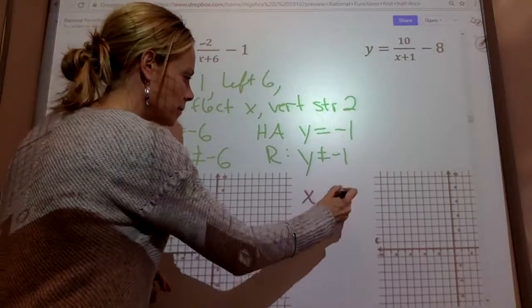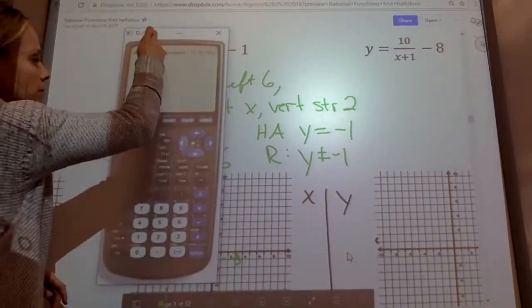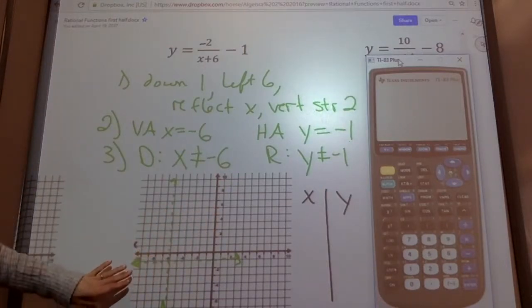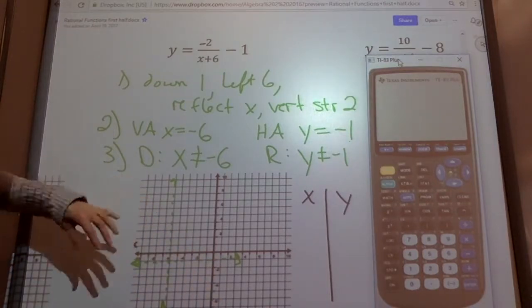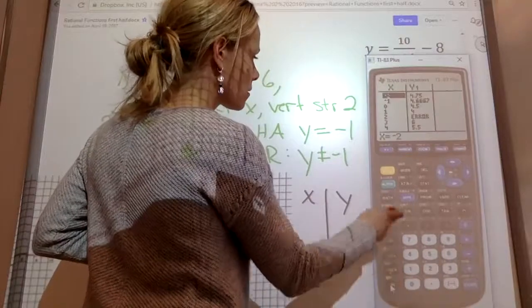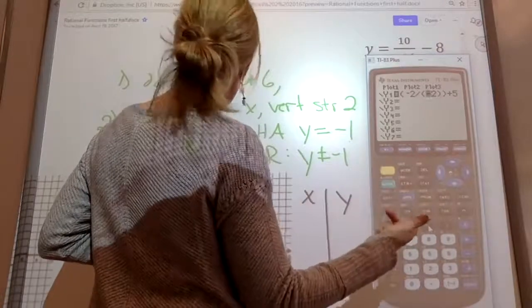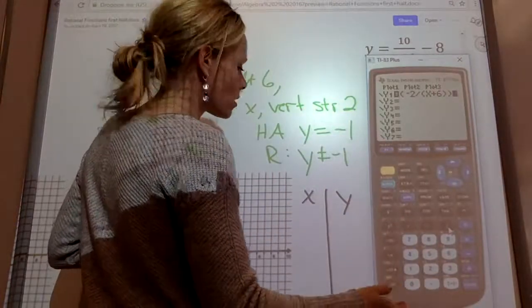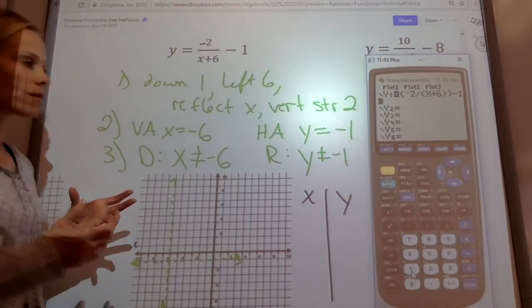And then I can find some points. Now, instead of quadrants 1 and 3, since it got reflected, it is going to be 2 and 4. Right? They're going to be opposite, and you can see that when you graph it. Parenthesis, -2 divided by parenthesis, x plus 6, close the parenthesis to the fraction, -1. Okay, make sure the fraction's in parentheses and make sure the denominator's in parentheses.